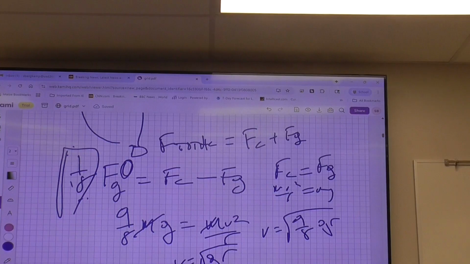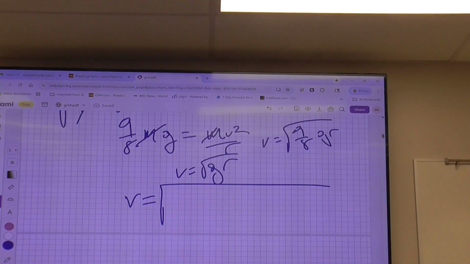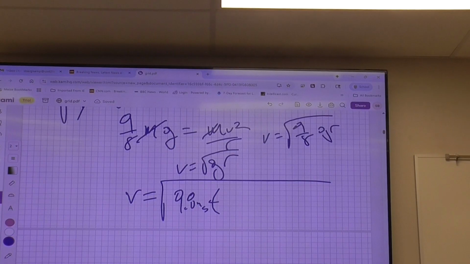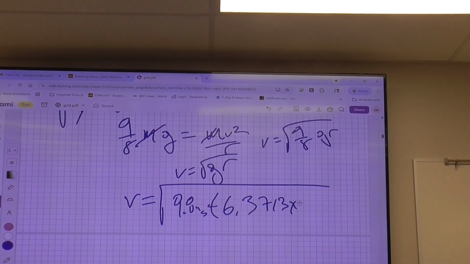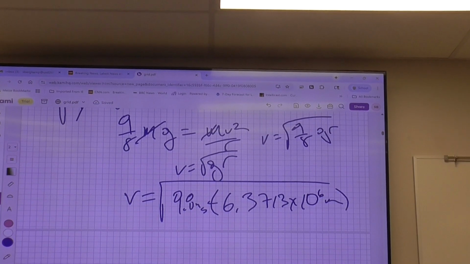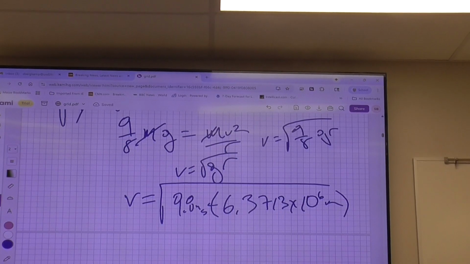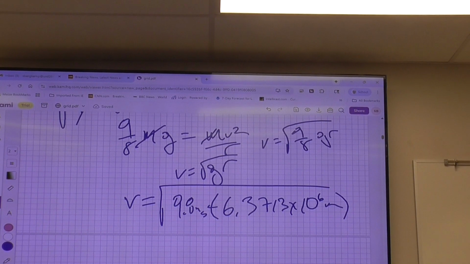So if you wanted to figure out how fast, let's do this. What's the velocity that we need to be in orbit around the Earth? Somebody take 9.8 meters per second squared times the radius of the Earth, 6.371 times 10 to the 6th meters. Multiply those two numbers and take the square root of that. What do you get? Is it like 800? 7.90 times 10 to the 3rd. So basically 8,000. Oh, 8,000.